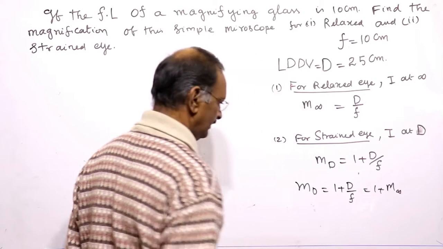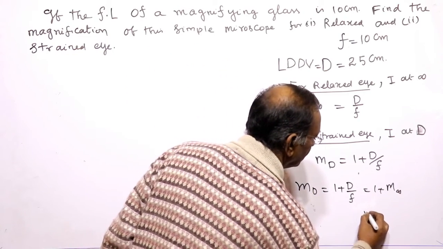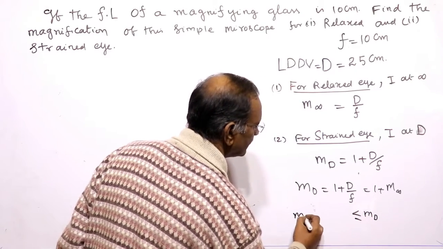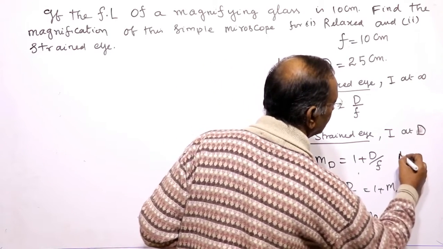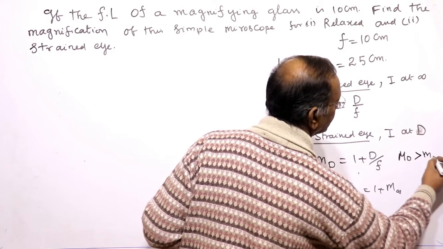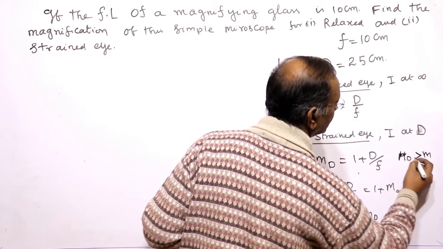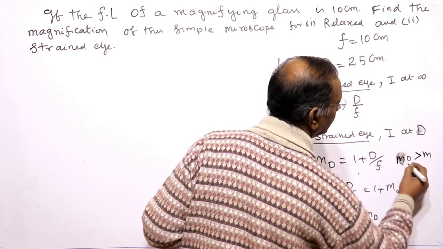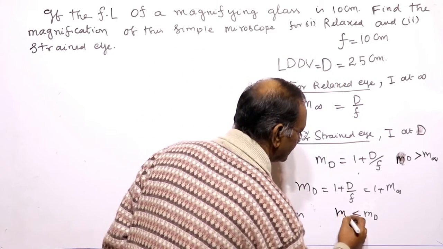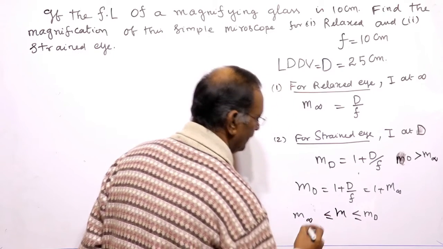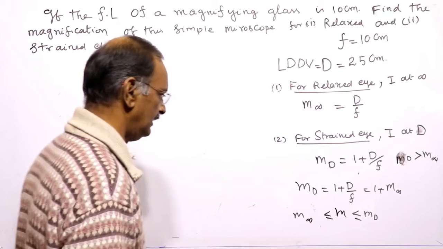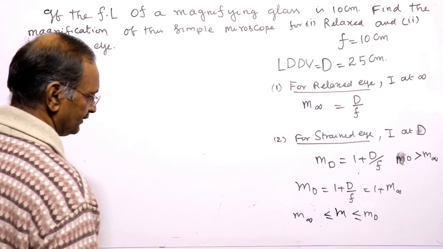Magnification at least distance of distinct vision is greater than magnification at infinity. So the magnification lies between the magnification of relaxed eye to the magnification when the image is formed at least distance of distinct vision.